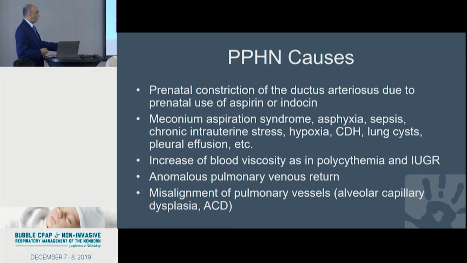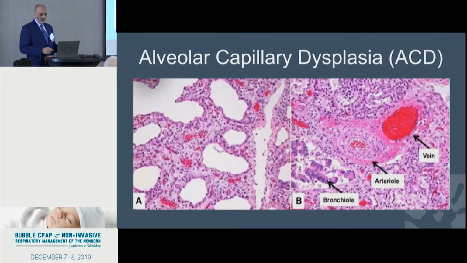One of the other causes is the malalignment of pulmonary vessels, or what we call ACD, alveolar capillary dysplasia. This is just a slide for the alveolar capillary dysplasia. You can see two things. Number one, when you look at the branch of the pulmonary vein and the branch of the pulmonary arteriole, you can see the adventitia of the artery actually extends to cover the vein. So now the pulmonary veins are really structured by the adventitia of the pulmonary artery.